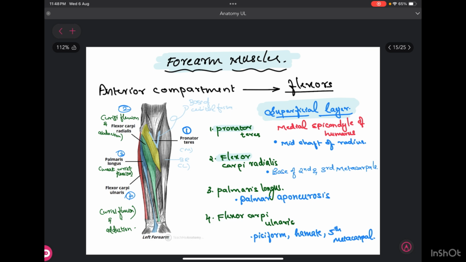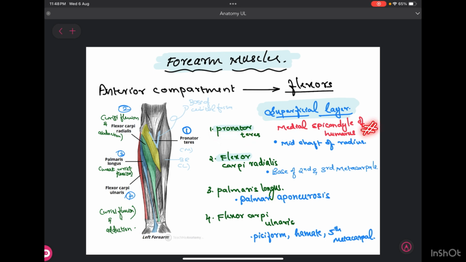Coming on to the anterior compartment, it comprises the flexors, as we all know. The first layer is the superficial layer. It is not a superficial compartment, it is a superficial layer. The first one is pronator teres, and then comes the flexor carpi radialis, and we have palmaris longus, and we also have flexor carpi ulnaris. So first is pronator teres.